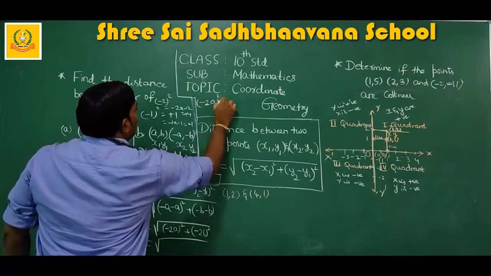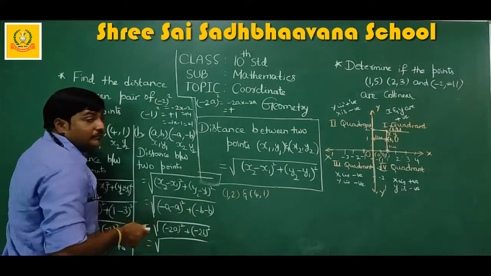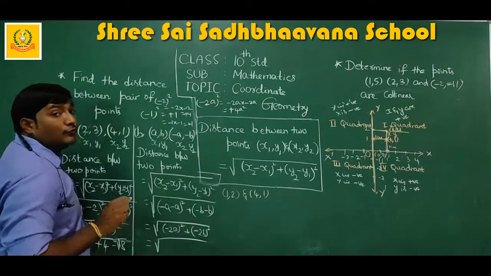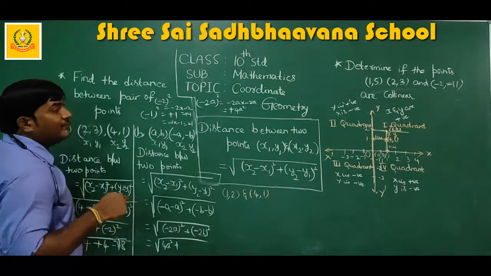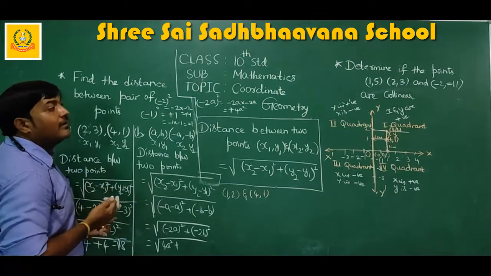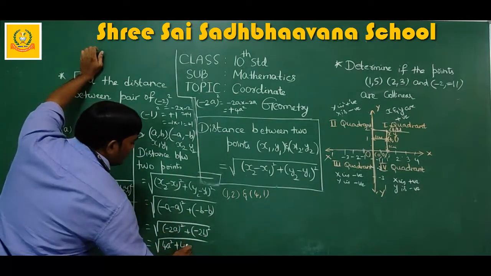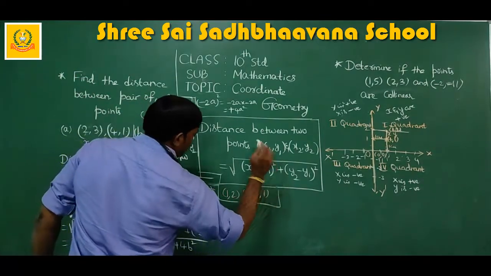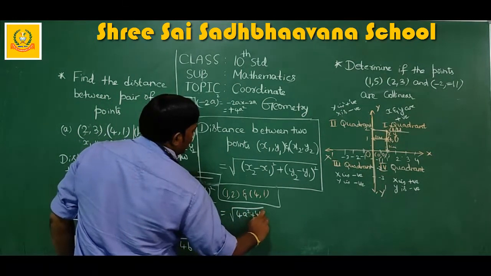Minus 2a whole square is nothing but minus 2a into minus 2a. Minus into minus is plus, 2 into 2 is 4, a into a is a square. So what will be the answer? 4a square. So 4a square plus minus 2b whole square. Similarly, just replace a with b. So minus 2b whole square will become minus 2b into minus 2b, which is minus into minus plus, 2 into 2 is 4, b into b is b square. So you'll get root of 4a square plus 4b square. So your answer will be root of 4a square plus 4b square.